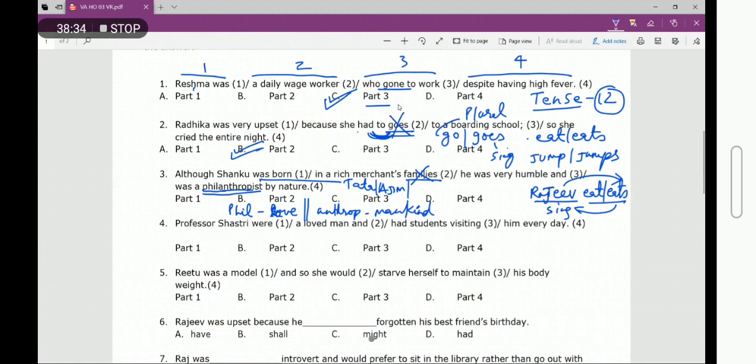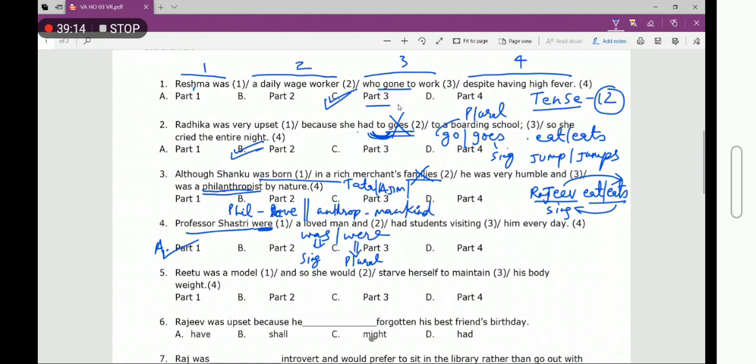Fourth, Professor Shastri were a loved man. This is one person, right? Was and were. Was is singular for one person, right? Were is plural. But here this is a single person, Professor Shastri. He was a loved man and had students visiting him every day. So where is the error, guys? Part 1. Got it? Option A. Correct? Okay. Should we do the fifth one?